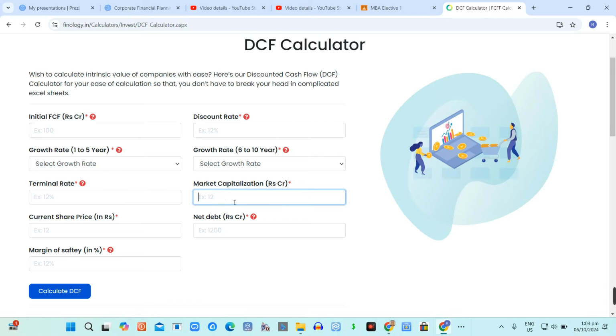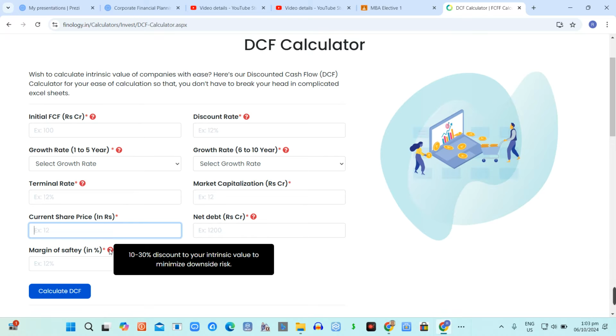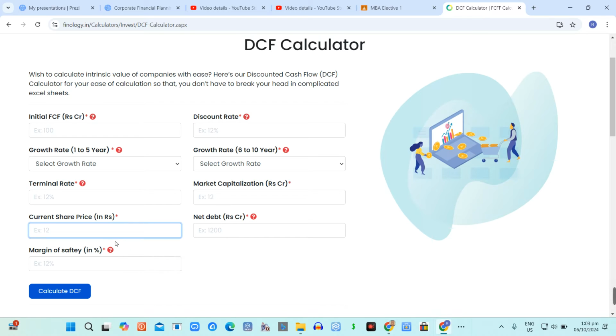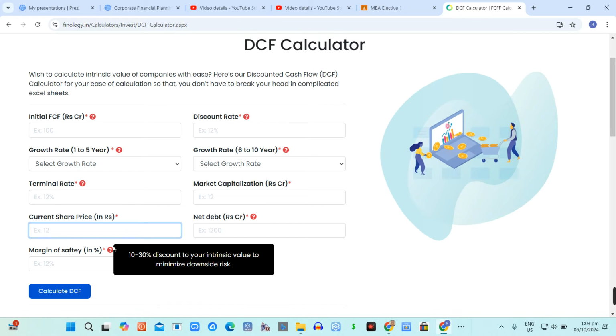Then this is the market capitalization. I think this determines the current share price. Now they also have a margin of safety of 10 to 30%, depending on how sure you are, how aggressive you think you are, how conservative you estimate the future of the company.